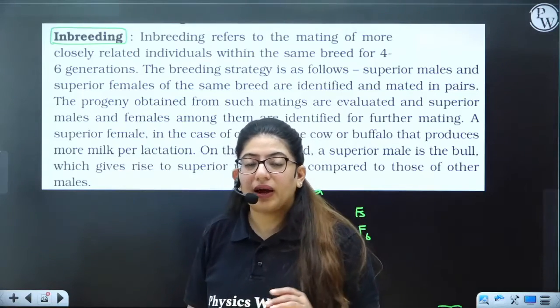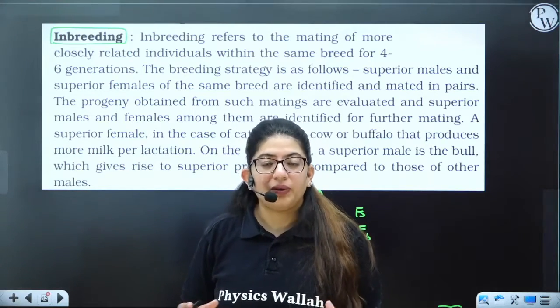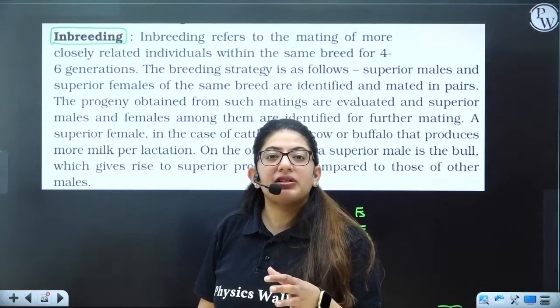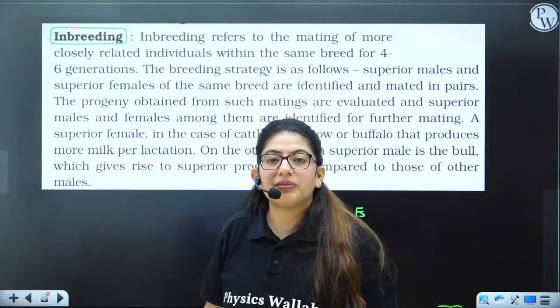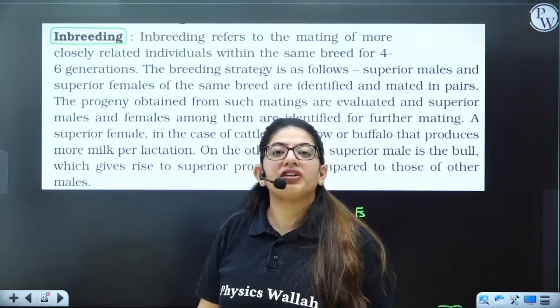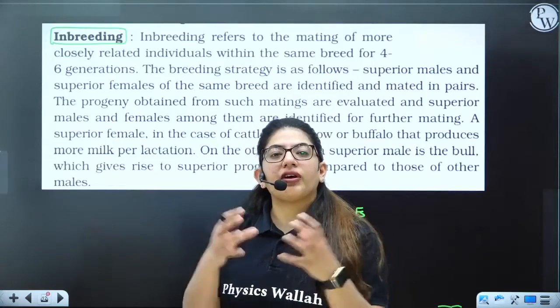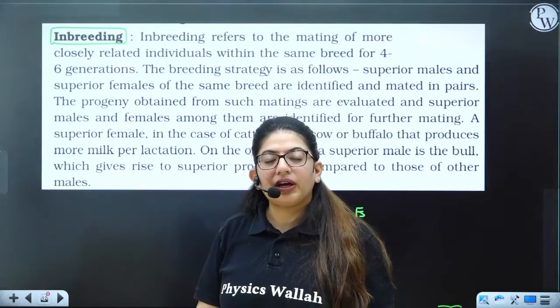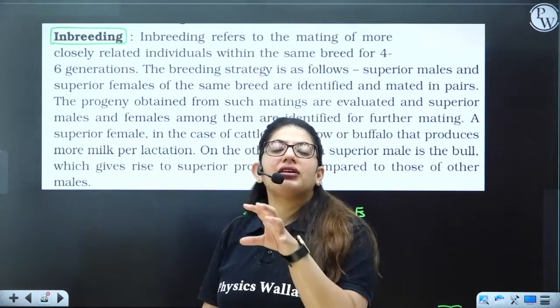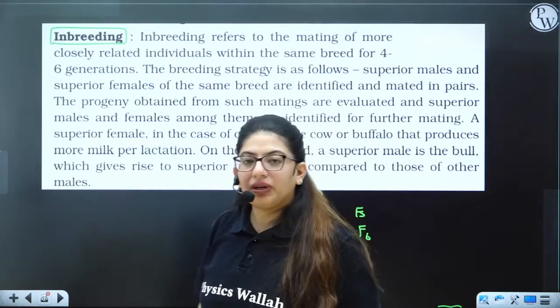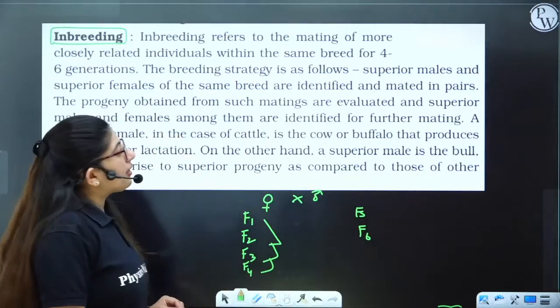Another reason: while doing inbreeding, there is a possibility that animals will get infertile, because there are no variations occurring. You are just allowing relative organisms to breed. So this entire negative thing is known as inbreeding depression. What do you call it? Inbreeding depression.